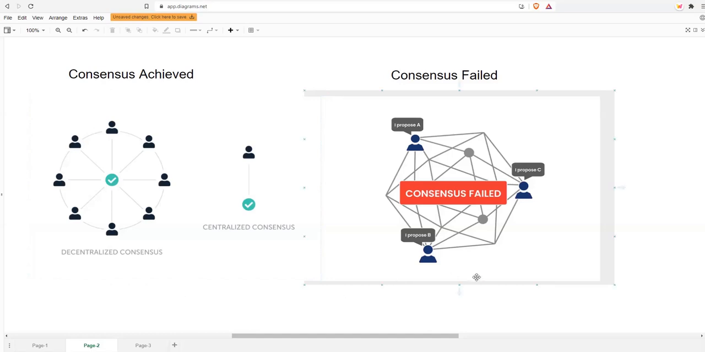Sometimes the consensus may fail in situations like, for example, this node is saying I propose A, and this node is saying I propose B, and this node is saying I propose C. In that case, they do not have any common thing to agree on. So in that case, consensus fails. To avoid this situation, Hashgraph uses a separate algorithm, and let's look into that.